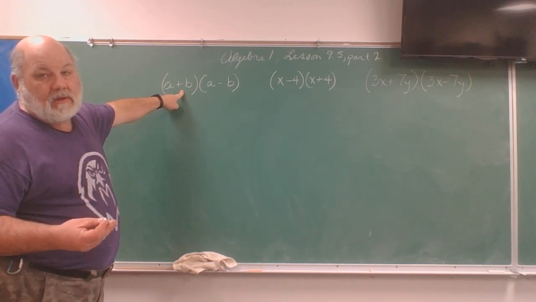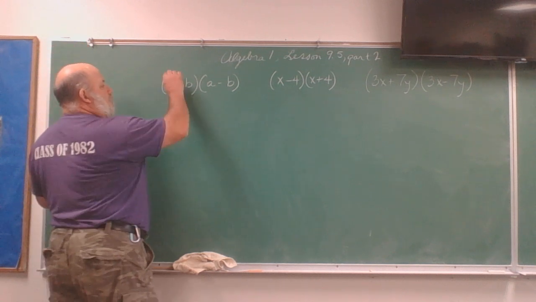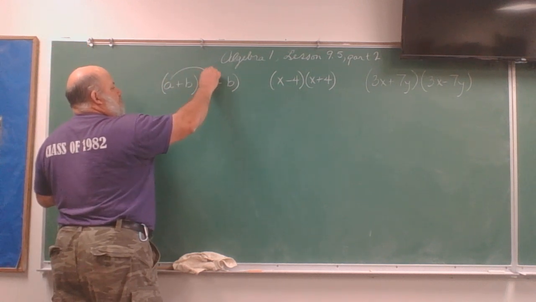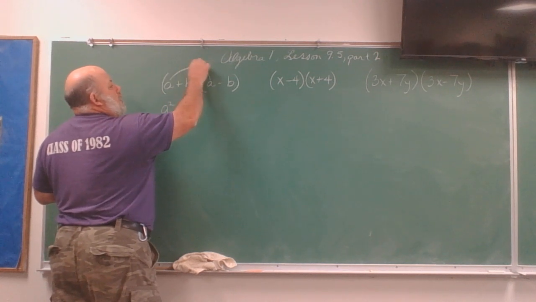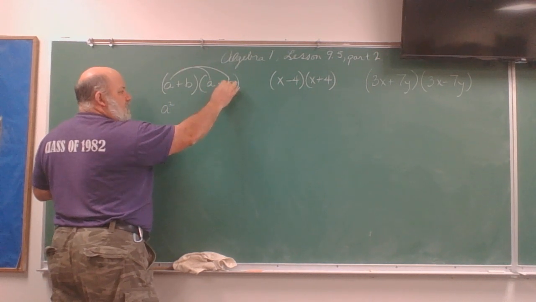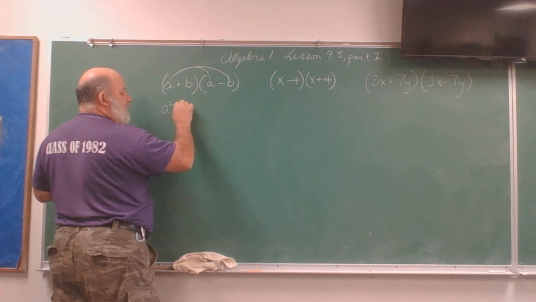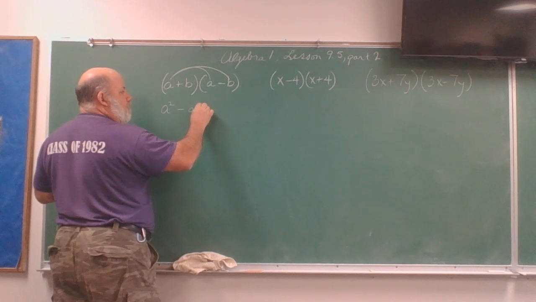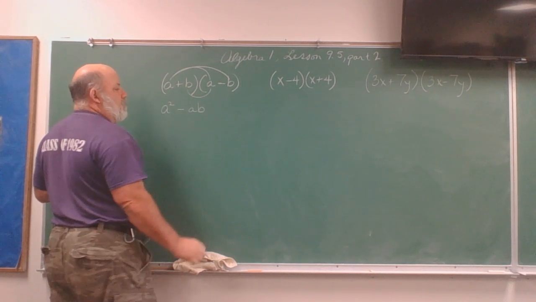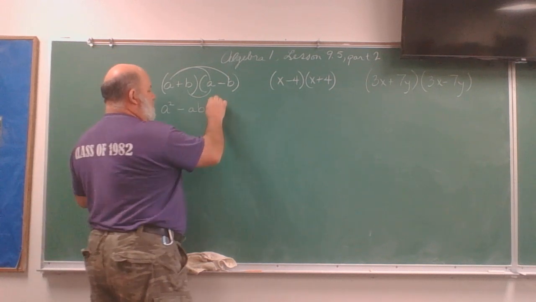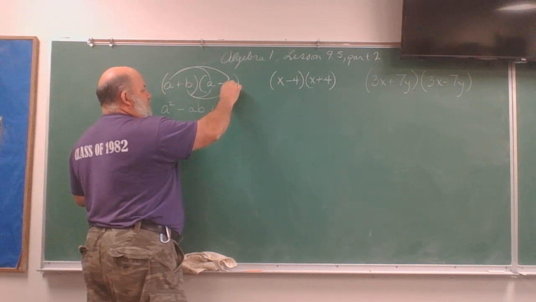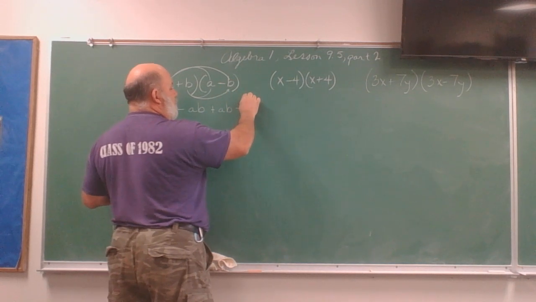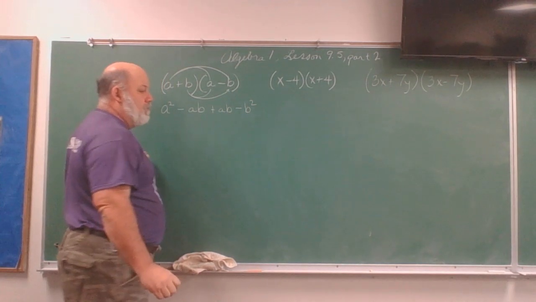Anytime we have two quantities multiplied together, we're going to use the FOIL method. So I'm going to multiply a times a, which is a squared. A times negative b, can't forget that negative, and I get negative ab. The inner terms, b times a gives me positive ab. And the last terms, positive b times negative b, that'll give me negative b squared.